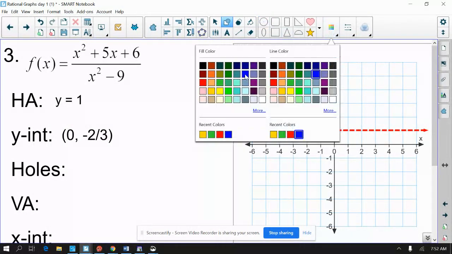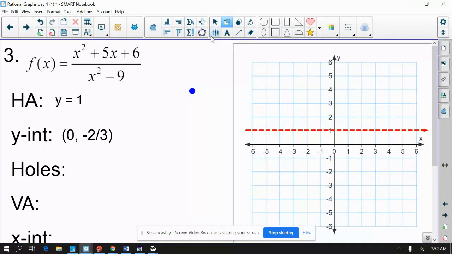We'll choose blue. 0, negative 2/3. So now I know two clues about my graph here, which is a function. It's going to be approaching this horizontal line, but it's also going to be going through this ordered pair. Those two things must happen. Any holes or vertical asymptotes? Well, to discover these, I must factor.